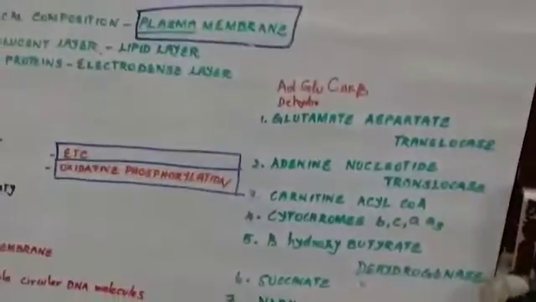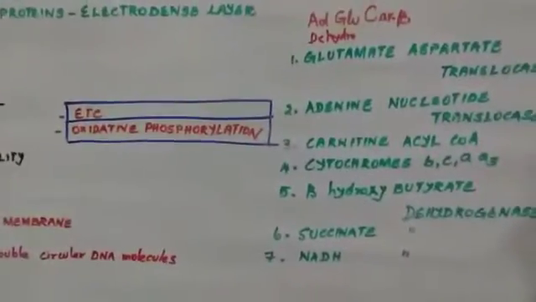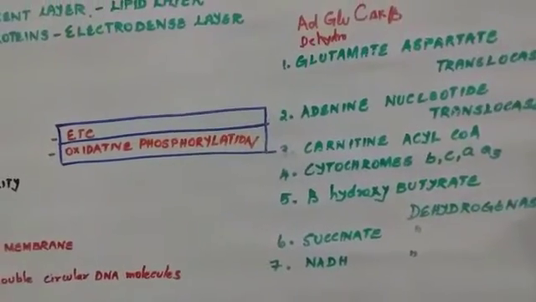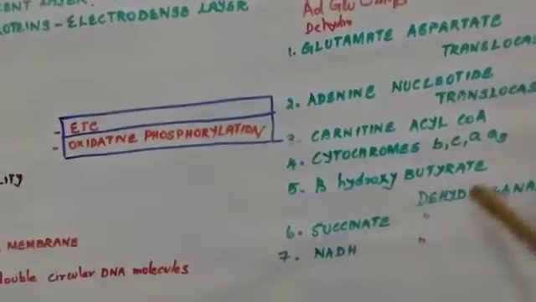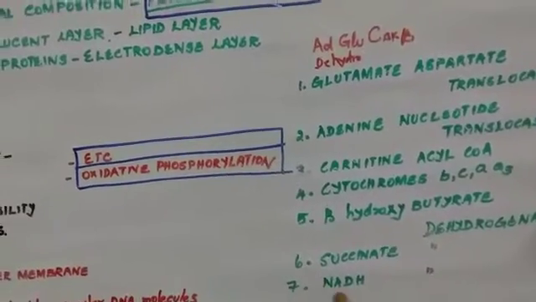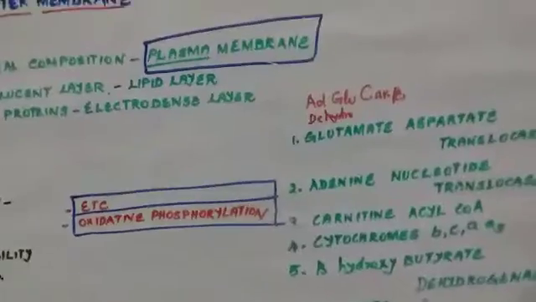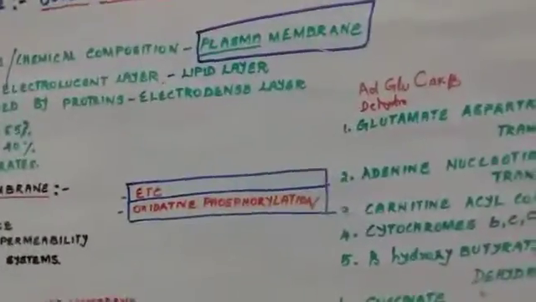Now let's talk about the inner membrane. What are the enzymes present in the inner membrane? The enzymes present in the inner membrane are glutamate aspartate translocase, adenine nucleotide translocase, carnitine acyl CoA transferase, cytochrome b, c, a, a3, beta hydroxybutyrate dehydrogenase, succinate dehydrogenase, NADH dehydrogenase. After seeing these enzymes, you will be confused: so many enzymes, how to remember this?